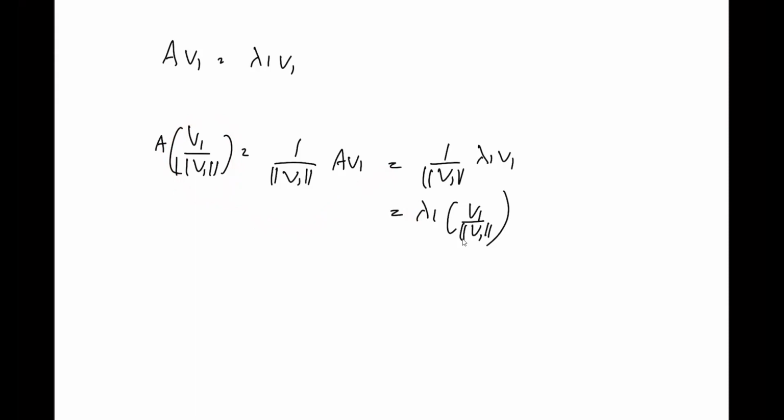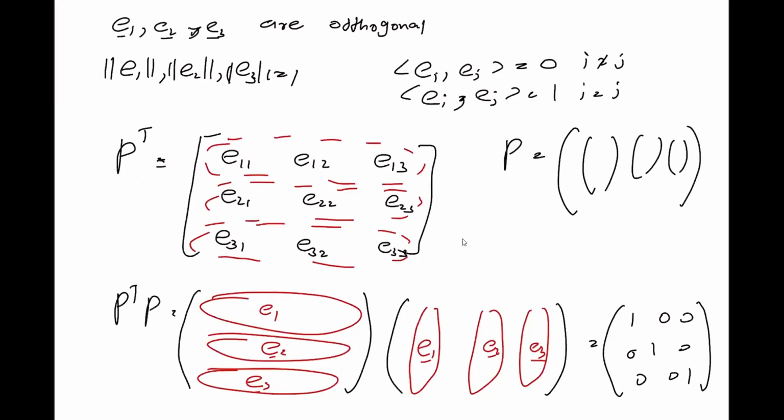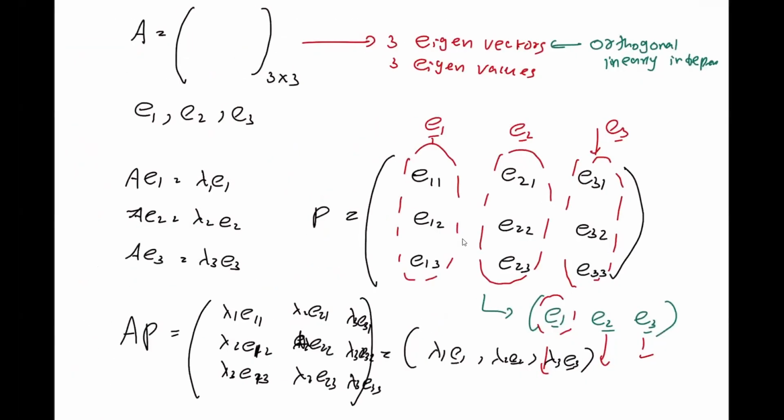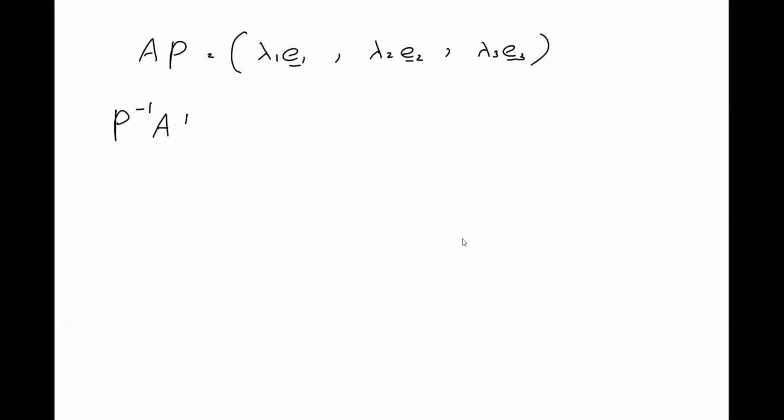Okay. So now we have to find what is the importance of this thing. Now let's say something like this. If we get the matrix product A, P, we see that it is something like lambda 1 E1, lambda 2 E2 and lambda 3 E3. Something like this. Now I multiply this one, P inverse, A, P.